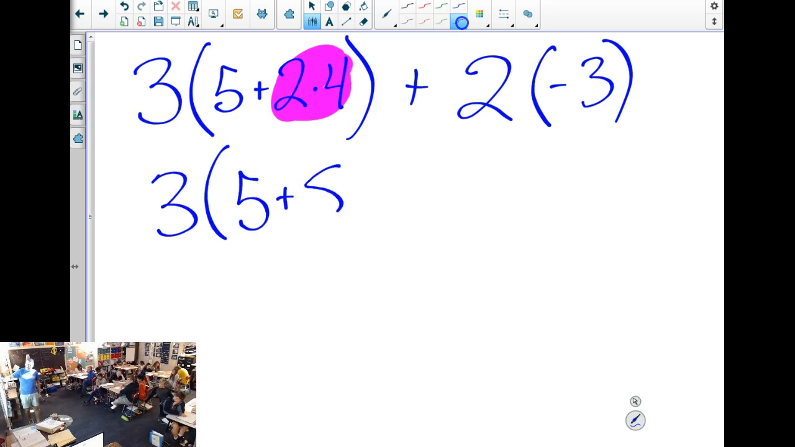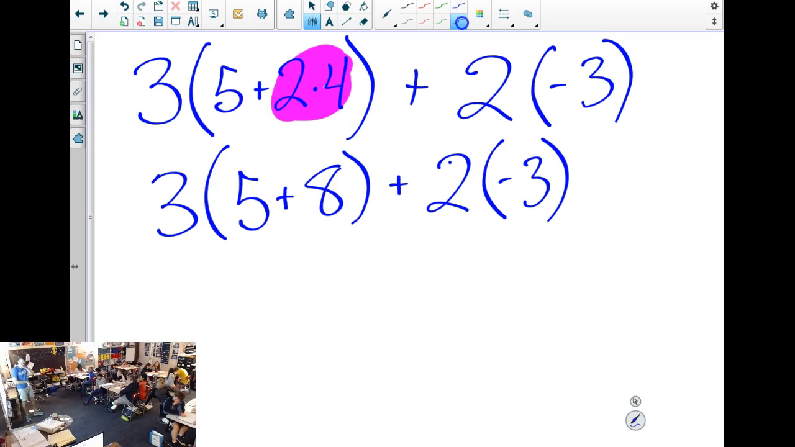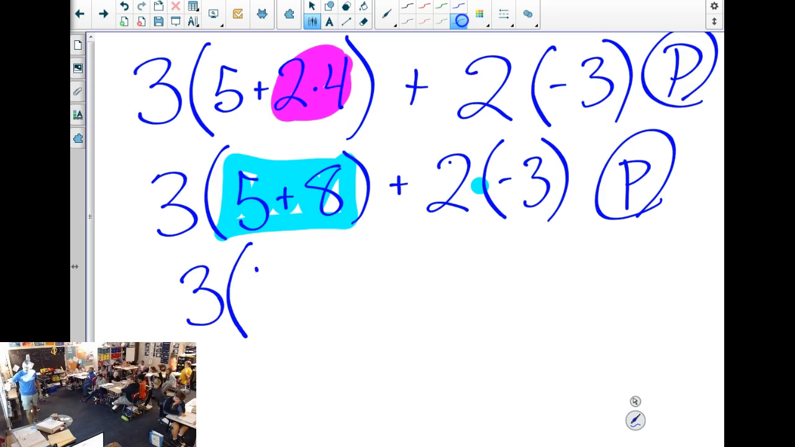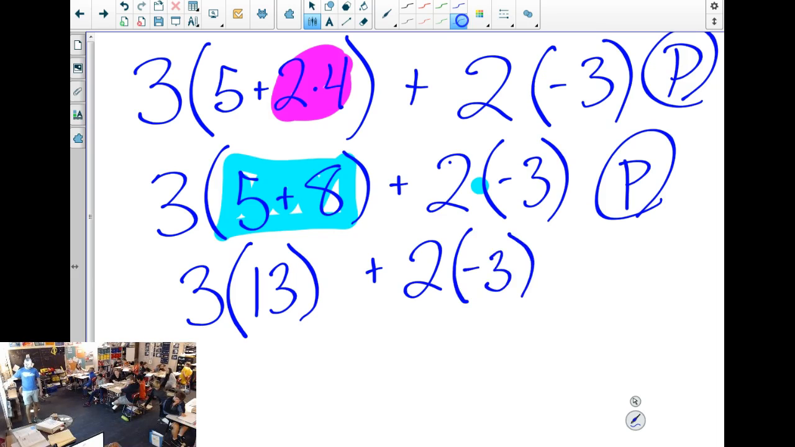5 plus, now this is 8, plus 2 times negative 3. Now, still we're doing parentheses, right? So this is a step where what we're doing is parentheses. This is still a step where what we're doing is parentheses, because now this addition can happen. And this is not parentheses. I mean, it is, but there's nothing to do over here, right? What is this actually? Multiplication. So 3 times what is now 13, plus 2 times what is now negative 3.